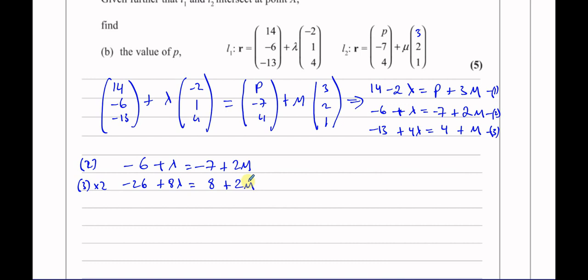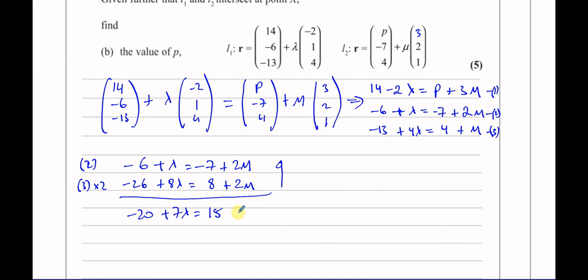Now I'm going to take these two equations and subtract them this way, so that the mu terms cancel out. I'll have negative 26 plus 6, that's going to be negative 20. 8 lambda minus lambda is 7 lambda. 8 minus 7 is, sorry, 8 plus 7, which is 15. 2 mu minus 2 mu is 0. So I end up with this. I've just subtracted upwards instead of downwards. I could have easily subtracted downwards as well, in which case I would have got 20 and minus 7 lambda equals minus 15.